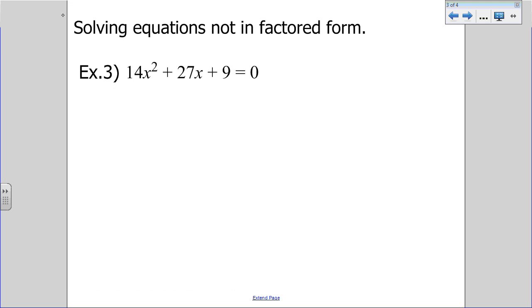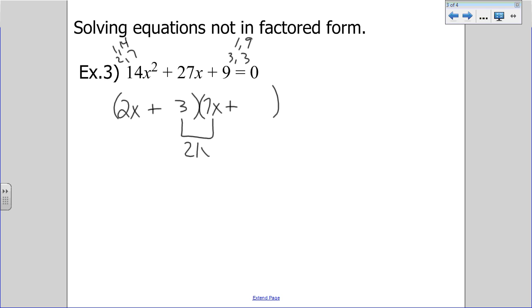If we take a look at this next example, we still have to factor. I've got 1 and 14, 2 and 7, 1 and 9, or 3 and 3. I'm going to start off with the 2x and 7x. Positive 9 with a positive b value is plus plus. Now when I'm looking at this, I need to get close to 27. Well, I know 3 times 7 is going to give me 21x. So I'm going to try that, and I'm going to try the other 3. And I'll get 6x. So what that gives me is the 27x that I need.